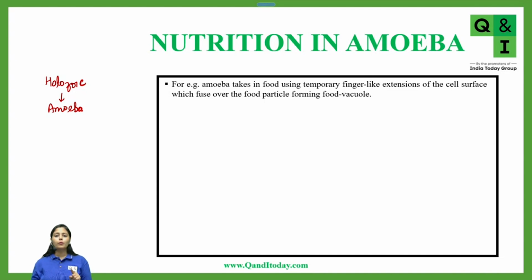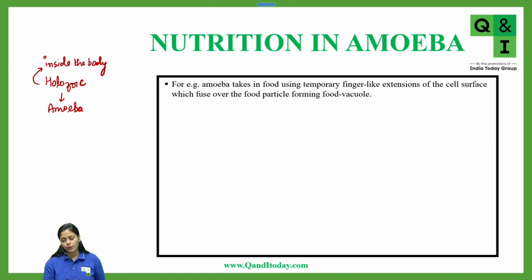In holozoic mode of nutrition, the enzymes were getting secreted inside the body. The digestion was taking place inside the body. That was the key feature of holozoic mode of nutrition. But what happens when we talk of amoeba? The intake of food takes place through the general body surface. So rather than specialized organs, we have the general body surface through which amoeba takes up the food.